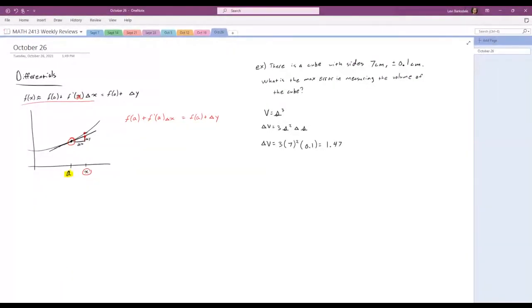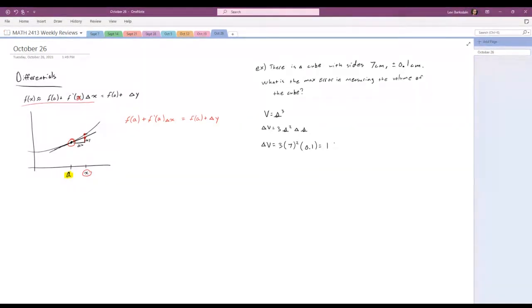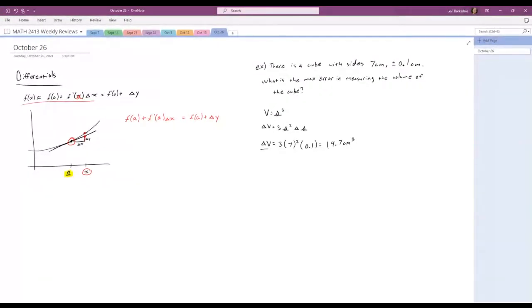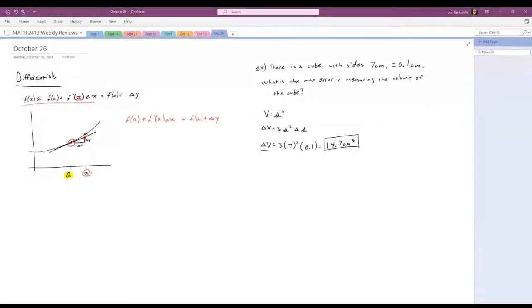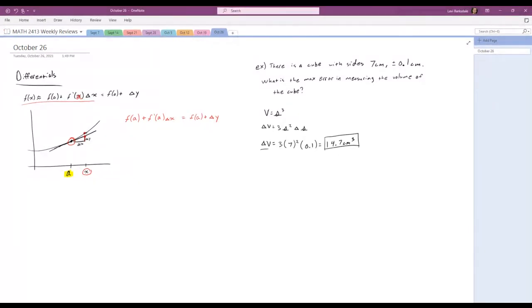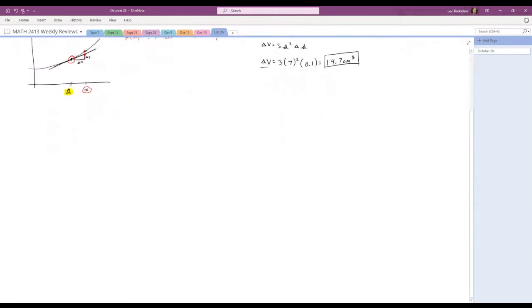and this would give us 1.47. Actually, sorry, 14.7, misplaced my decimal there. 14.7 centimeters cubed as our potential delta V, which is our error in measuring volume. Any questions? Okay. In that case, let's go ahead and do a couple of quick practice problems.